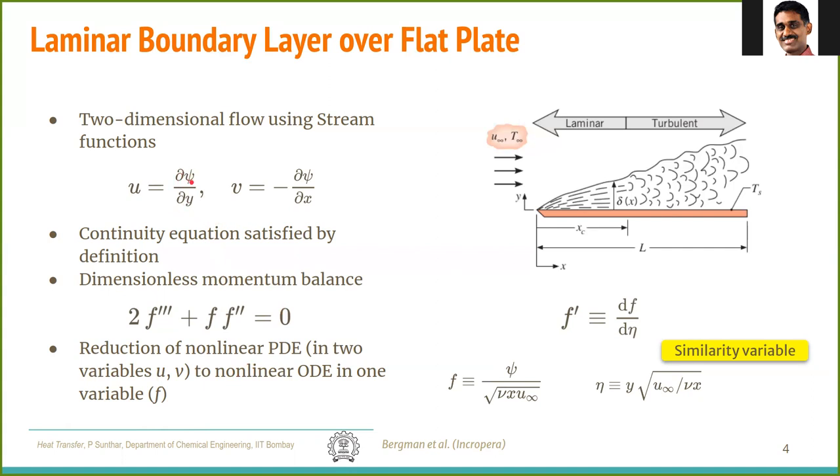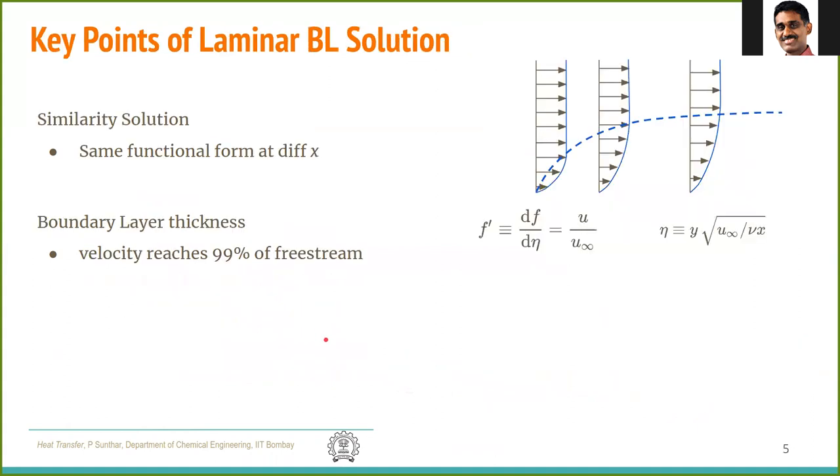By defining the stream function, we have collapsed u and v to a single dependent variable f, and using this eta, which is a similarity variable, we have collapsed two independent variables into one variable. So in effect, we have reduced the partial differential equation to a nonlinear ordinary differential equation in one variable. This being nonlinear, only series solutions or numerical solutions are possible. Numerical solutions have been worked on, but we'll only look at some key features of this laminar boundary layer solution f of eta.